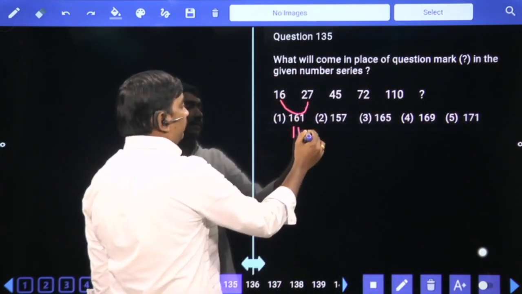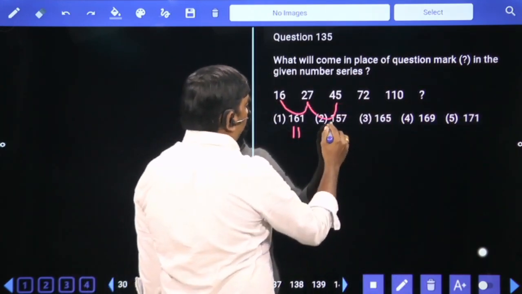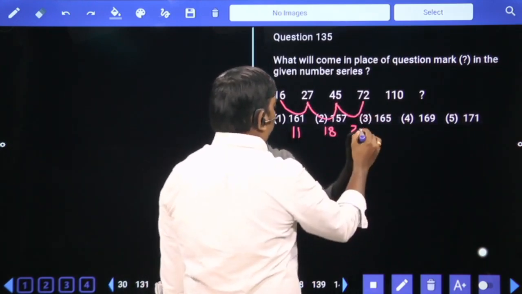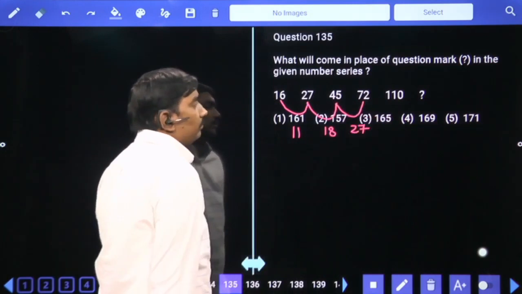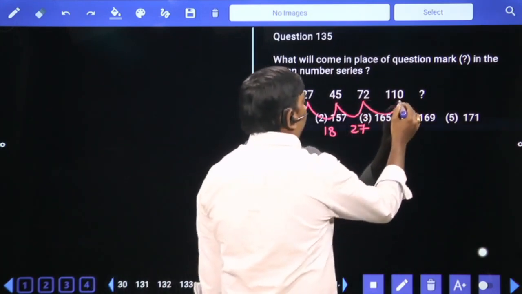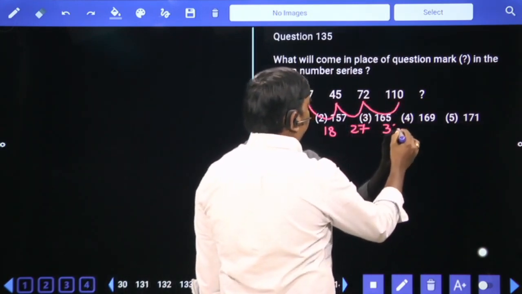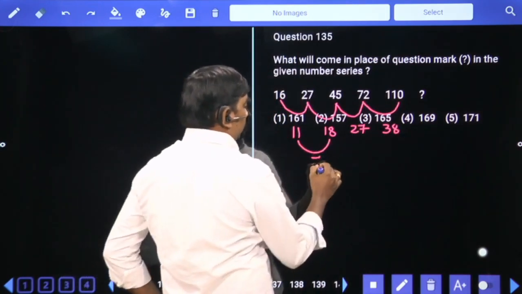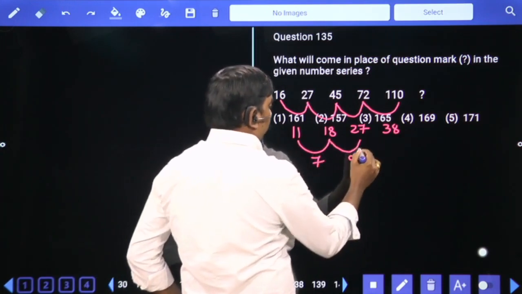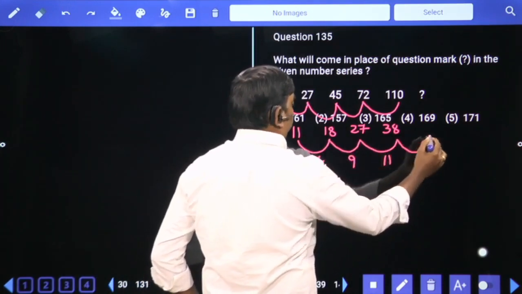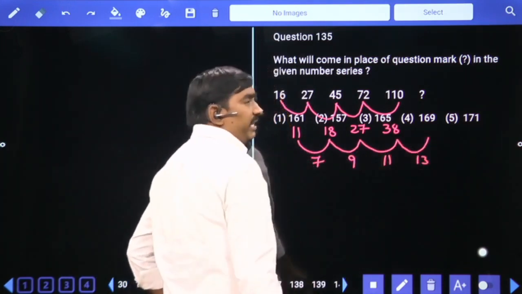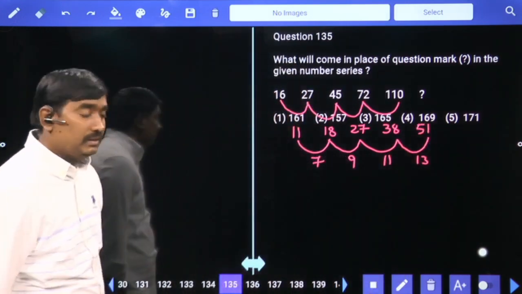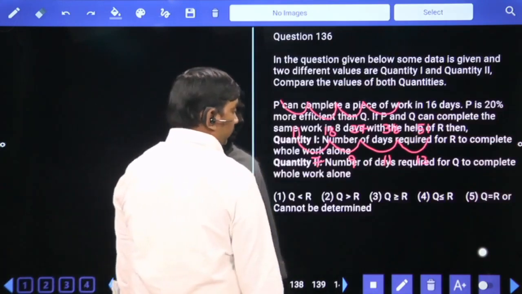Next series: difference 11, 18, 27, 38. Again the difference: 7, 9, 11. Next one 13. 38 plus 13, 51. Total 161. In place of the question mark, 161 will come.